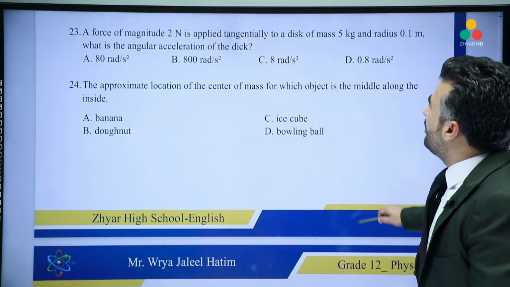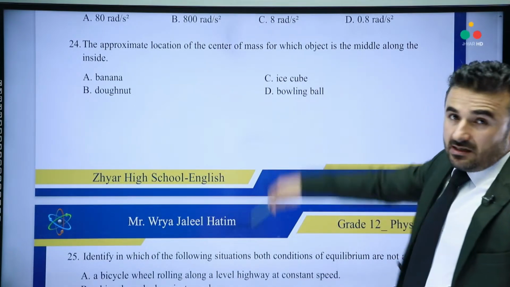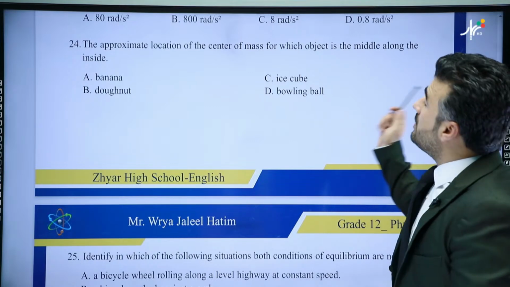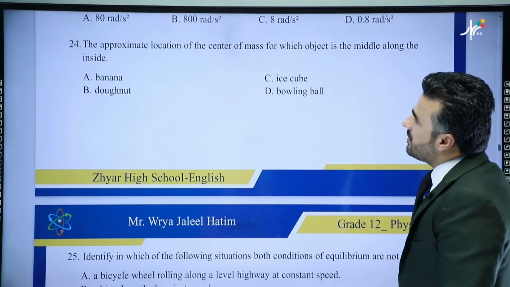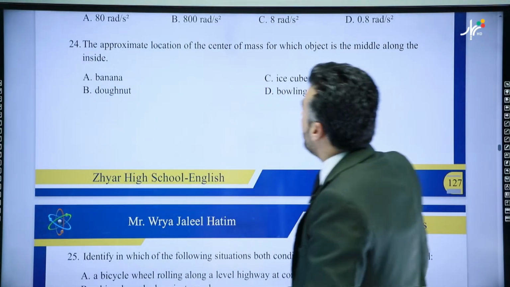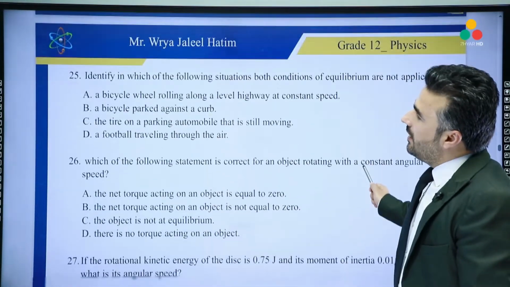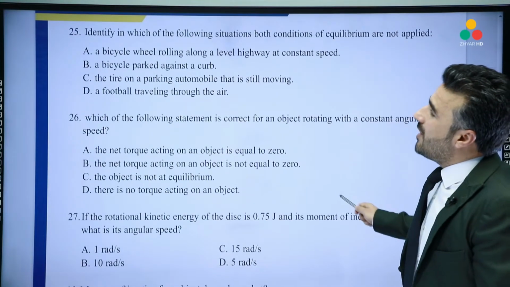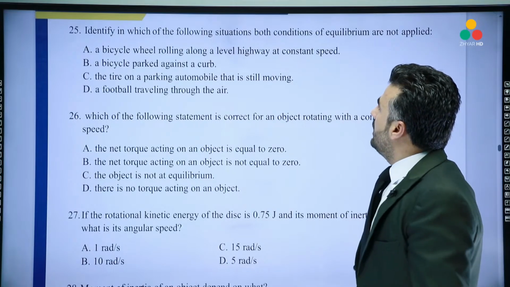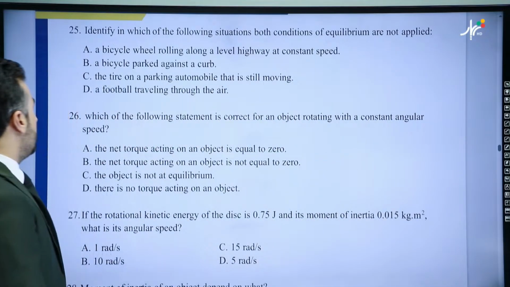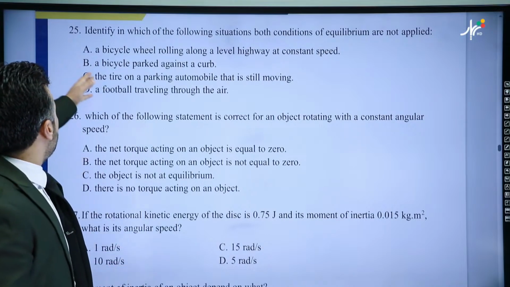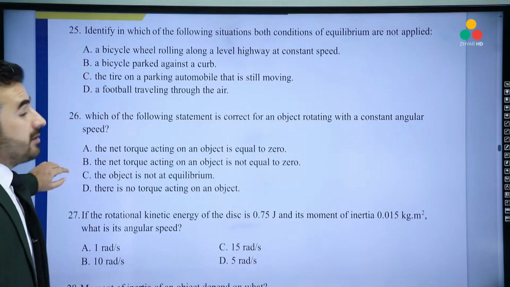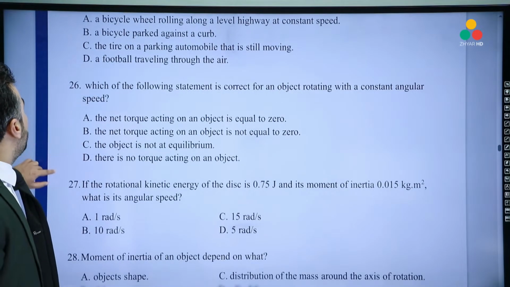A force of 2 Newton applied tangentially. We've solved questions like this. Take a look at question 25. The approximate location of the center of mass of which object is in the middle, along the inside, of course. That is the banana. Okay, 25 and 5. Conditions of equilibrium are not applied here: a bicycle wheel rotating along a level highway at a constant speed, a bicycle parked against a curb, and the tire of a parked automobile that is still moving. That would be the correct answer because the conditions of equilibrium are not applied here.